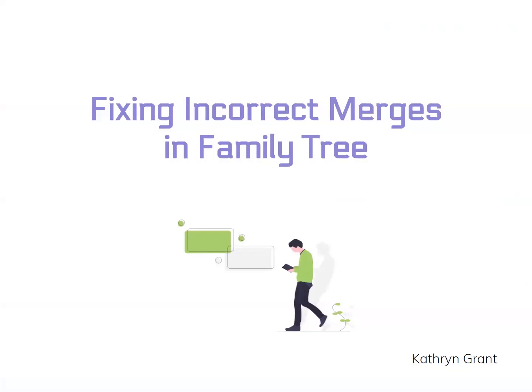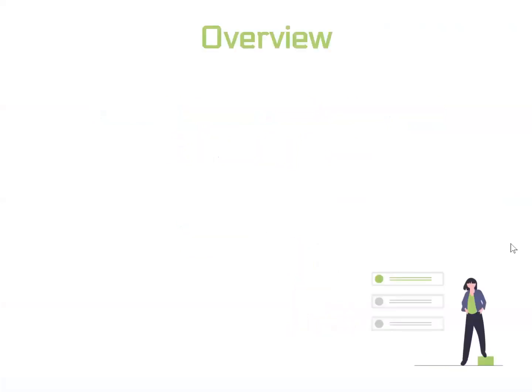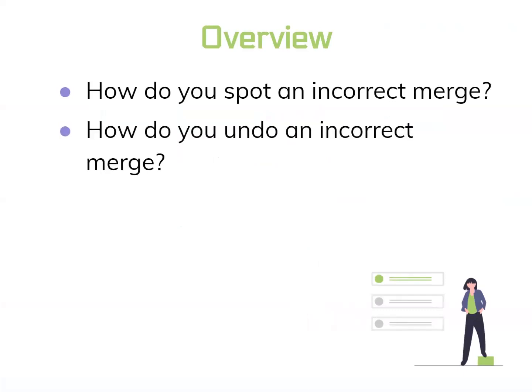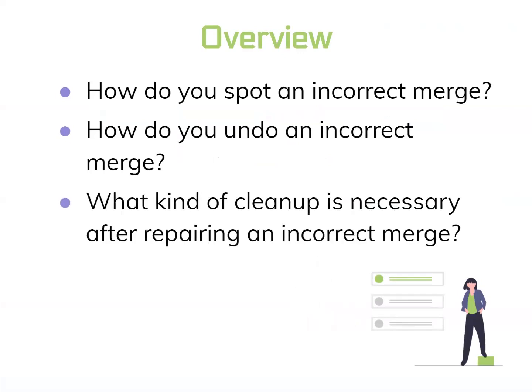So everybody, thank you so much for joining us today for this webinar. I feel like this is probably one of the most relevant topics that we could be talking about right now, how to fix incorrect merges in FamilySearch's family tree. So let's take a look at what we've got on the schedule for this webinar. First of all, we're going to talk about how you can spot an incorrect merge. After that, we will actually see a demo of how to undo an incorrect merge. And then we'll talk about what kind of cleanup is necessary after repairing an incorrect merge.